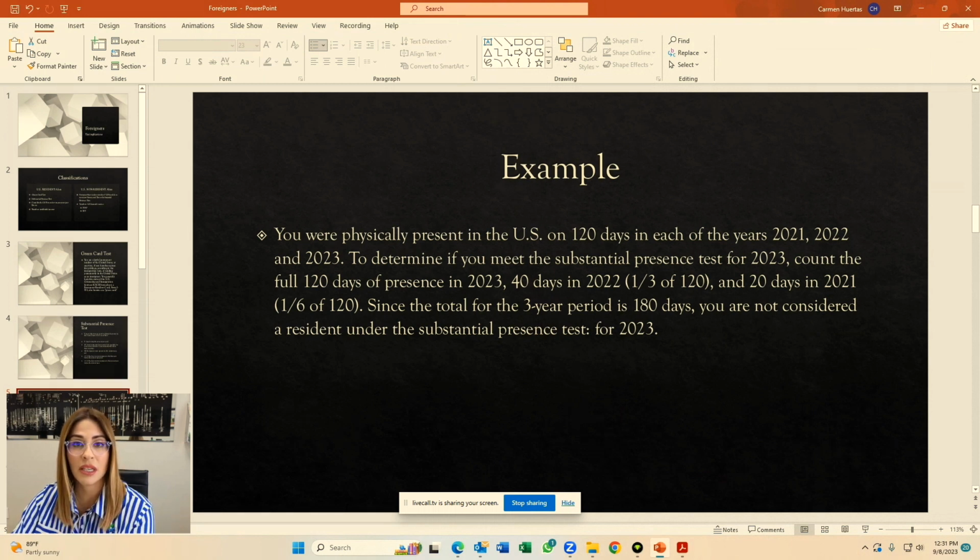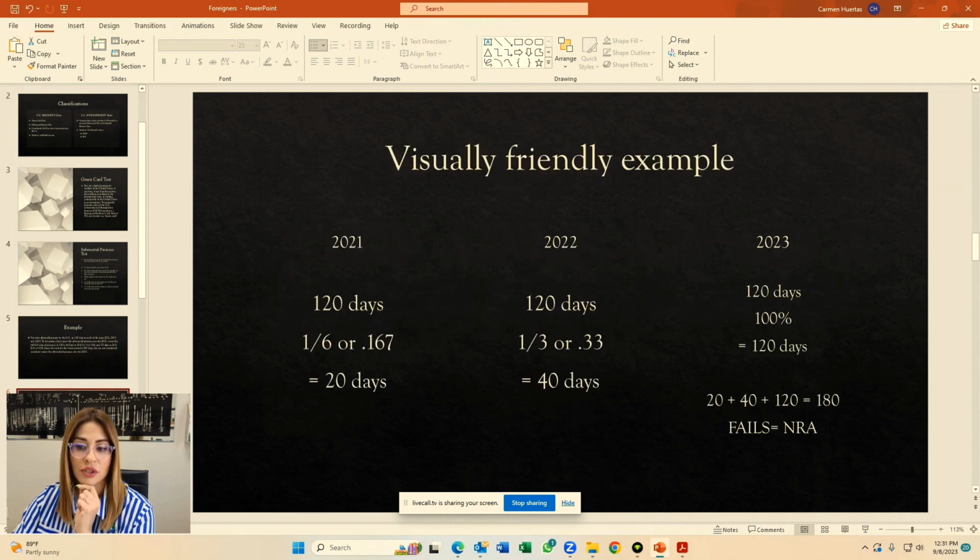So let's go to the next one. This is going to be a little bit easier yet than this example to understand, okay? Now we're going to look at 2021. You had 120 days. You were here a sixth of that, or if you want to do a decimal, that's going to give you 20 days in 21. In 2022, same 120 days, but we're taking a third of them or multiplying it by 0.33. That's going to give you 40 days.